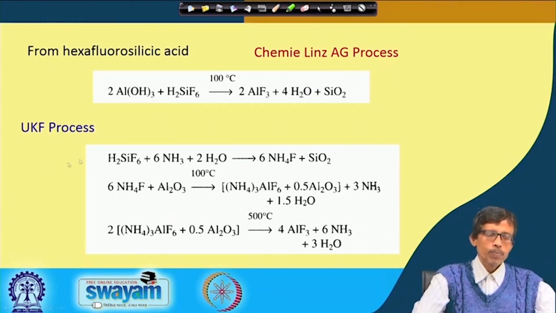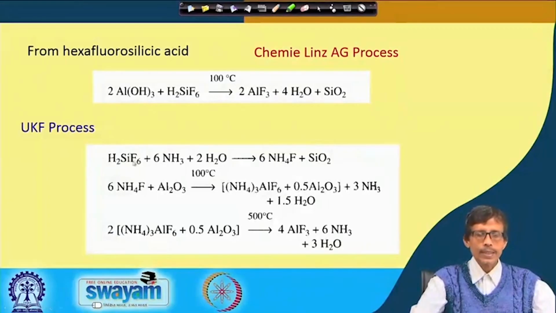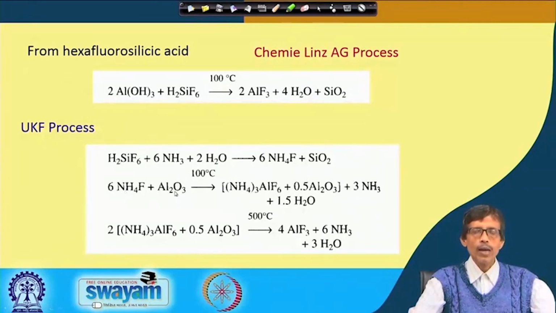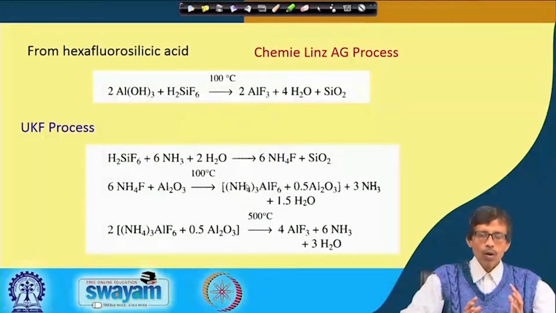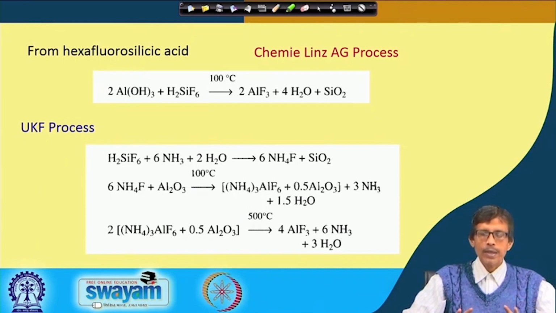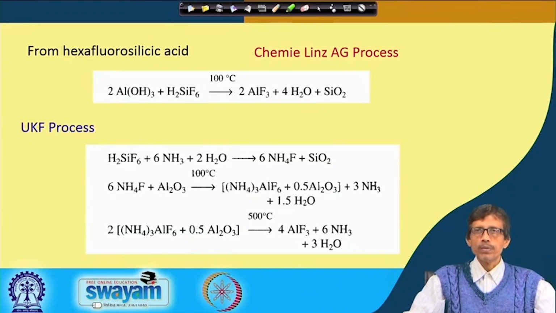So, once hexafluorosilicic acid is converted to ammonium fluoride, the ammonium fluoride is utilized to attack your alumina, that means your bauxite, giving you a salt of ammonium hexafluoroaluminate, which is very similar to your cryolite, which is nothing but Na3AlF6. So, instead of Na3AlF6, it is (NH4)3AlF6 and some amount, 0.05 mole, of Al2O3, the bauxite.